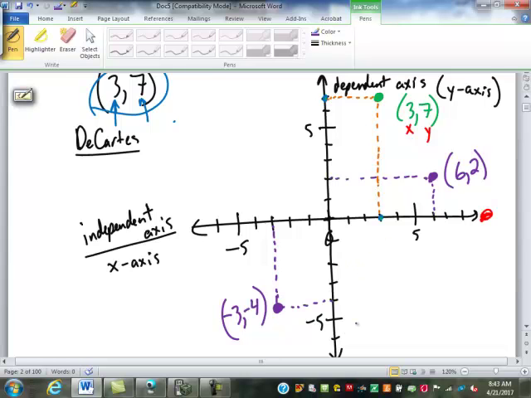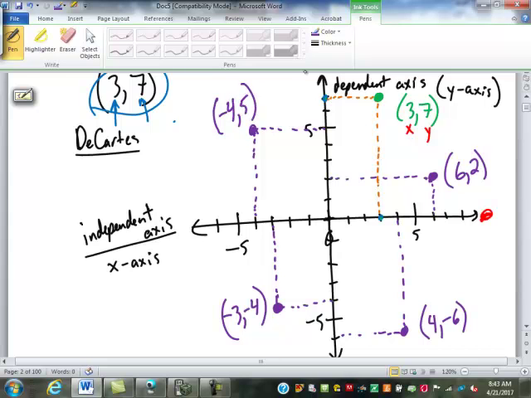And let's see. How about this one? -6, 4. Wonderful. And how about this one? -4, 5. Good.